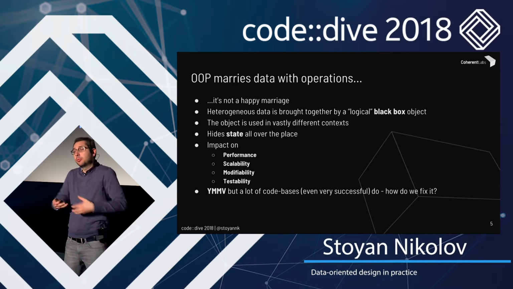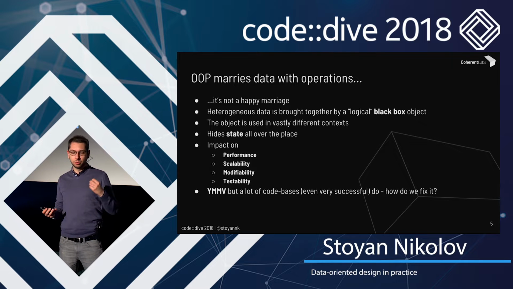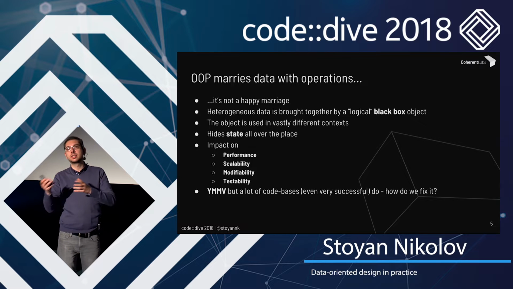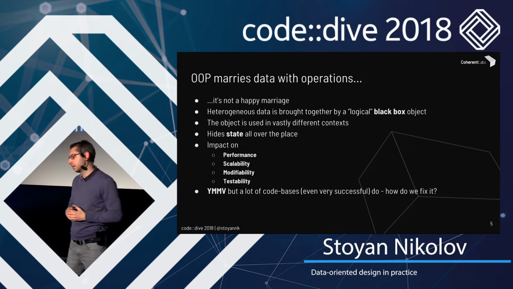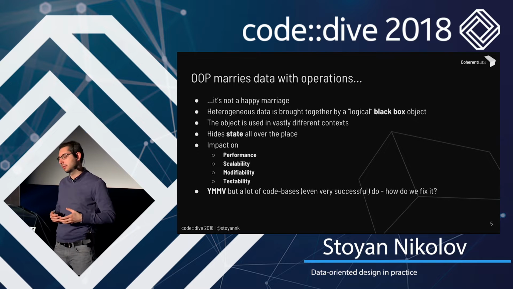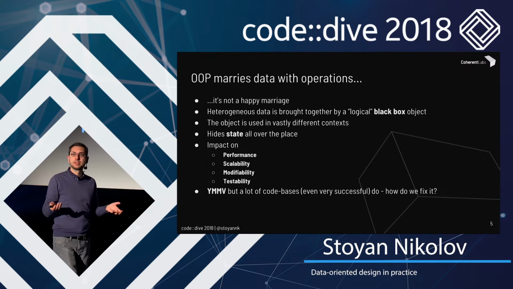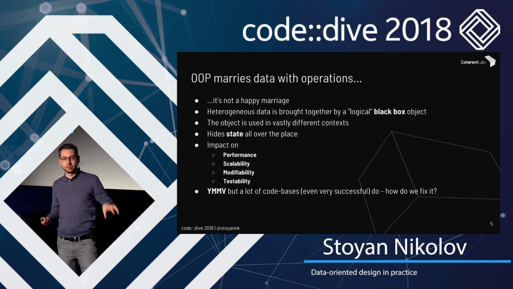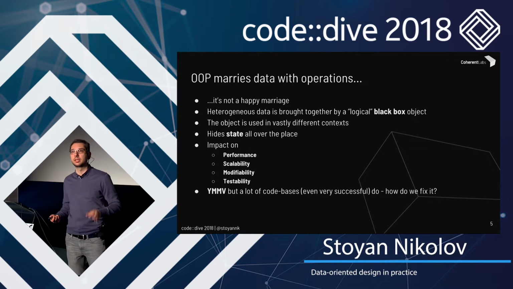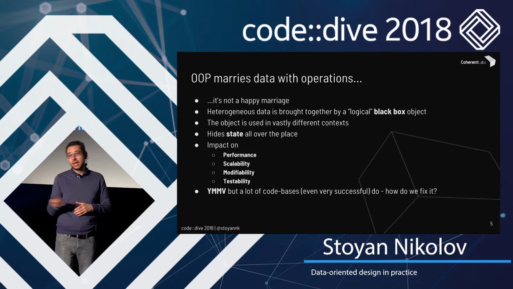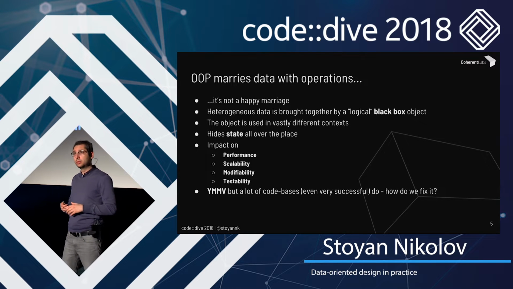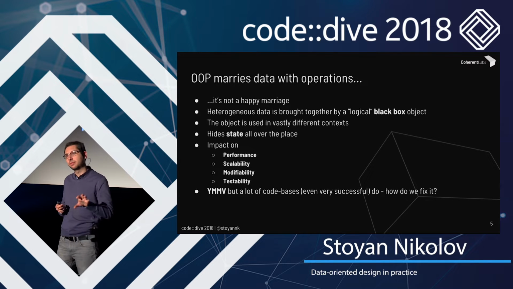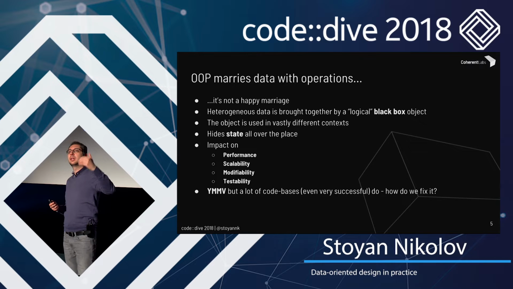And also, when you end up with these large black boxes of objects, you also have this hidden state all over the place. So you have all these booleans. In this case, this object has to do this. In this other case, it has to do something else. And we'll see how that impacts, finally, the different aspects, different software architectural quality attributes we're interested in, at least in this talk. So this is performance, scalability, modifiability, and testability. And of course, your mileage may vary. There are good examples of object-oriented programming code bases, but even very successful ones suffer from this problem, especially in the long run.